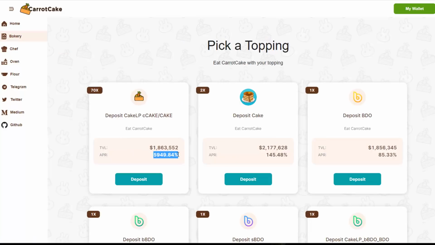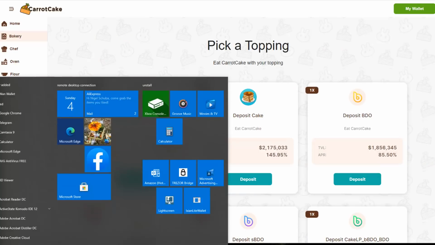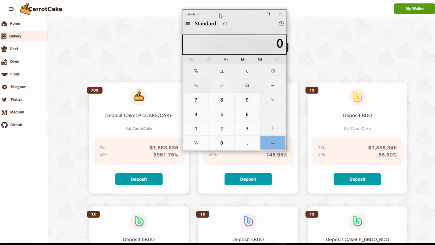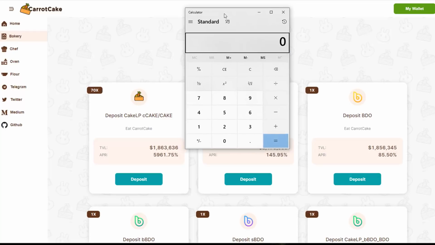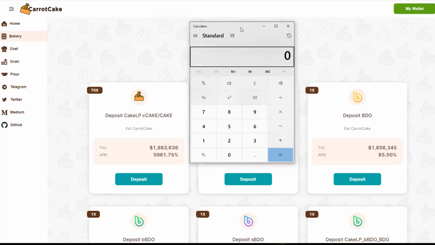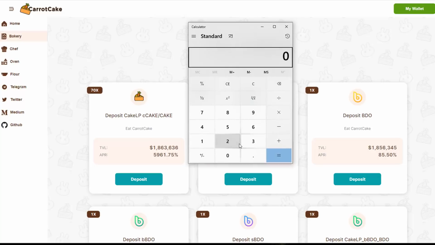I'm earning 5,949.85% APR, which is, I probably should have done this in the beginning to show you, but APR is different to APY. So APY is pretty much impossible to work out, the daily, but APR is very simple because it's just what the return is going to be over 12 months without compounding.